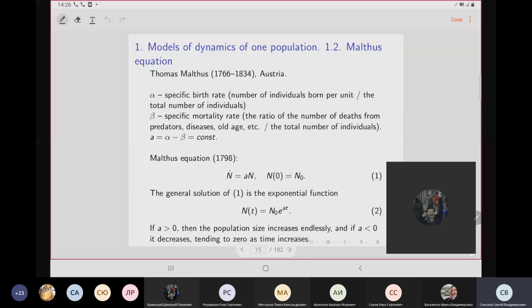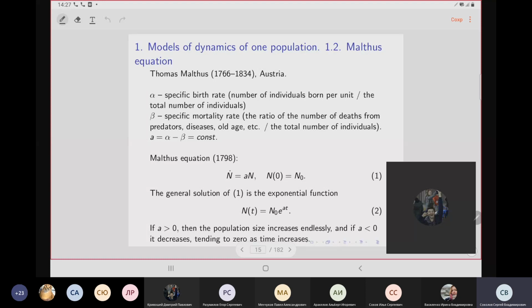So let us start with the very basic models. The first model was introduced by Thomas Malthus. It was an Austrian demograph. He lived more than 200 years ago. So the first model was really very simple. The first and basic one.